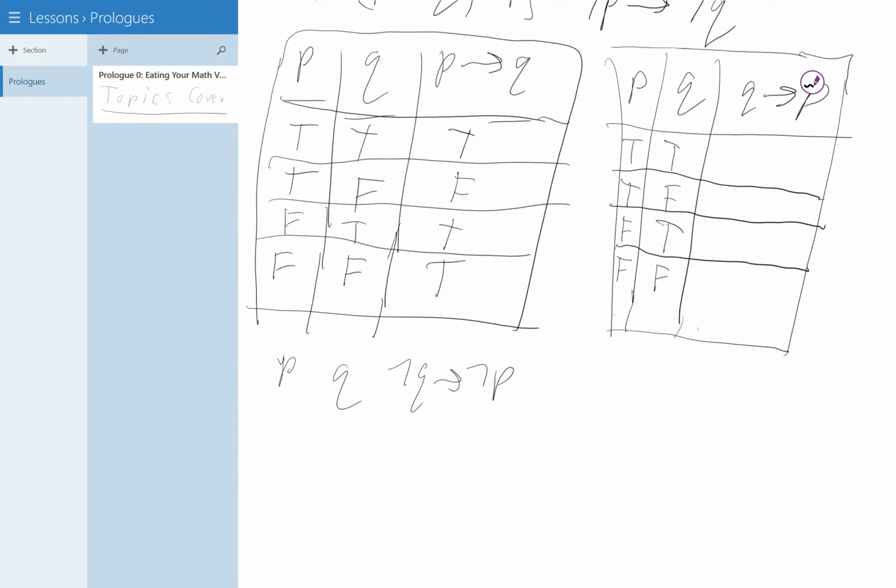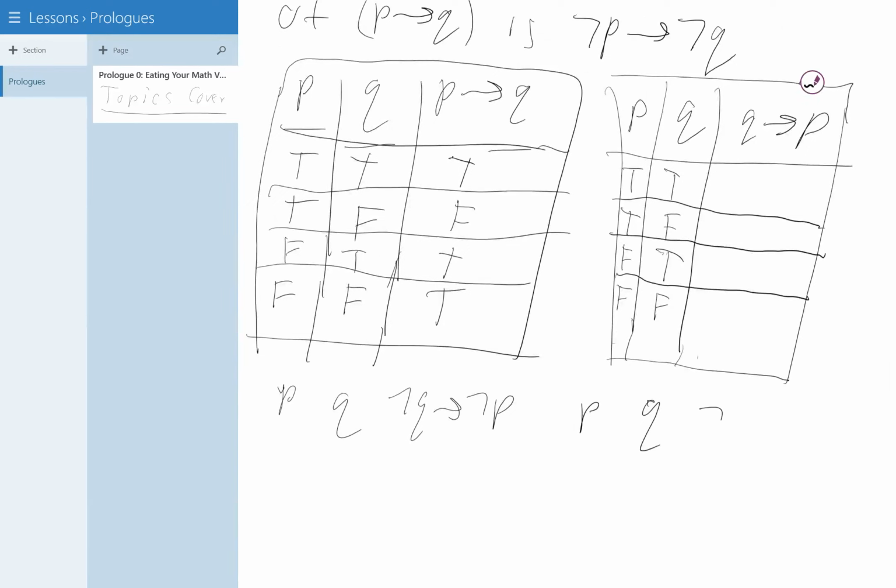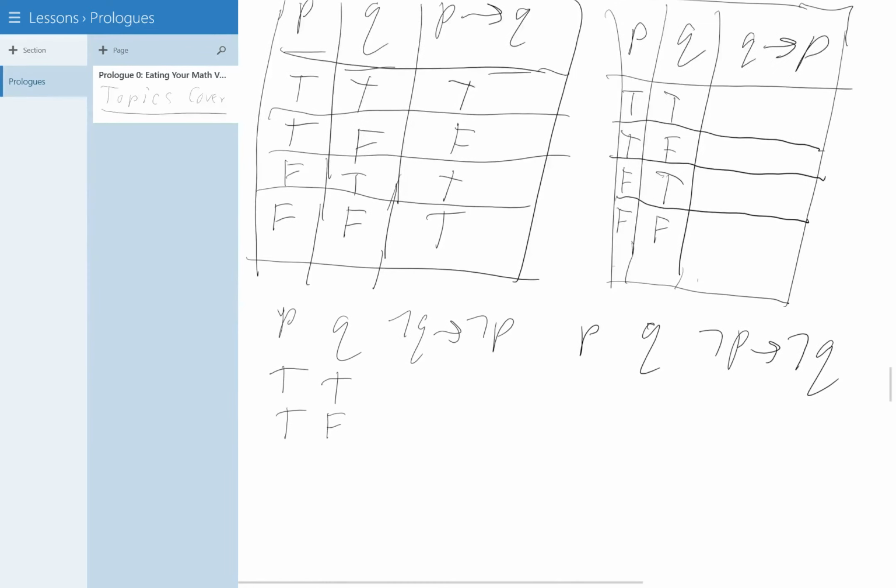Now I'm actually not going to go through the lines anymore, just to speed up a bit. P implies Q, and then not P implies not Q. So take a second to fill out the true and false values for all of these. You should pause the video and do that, so go and do that, alright?